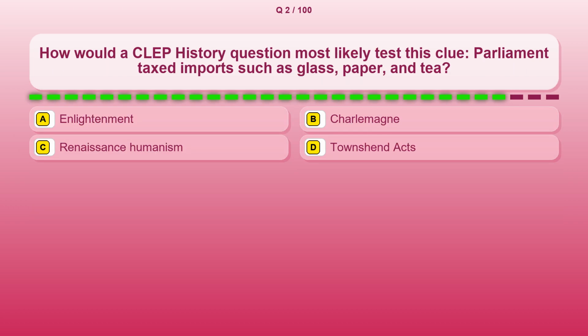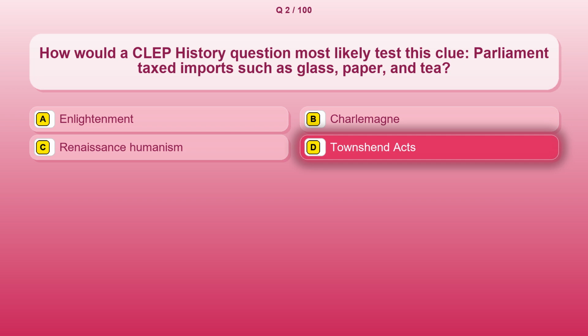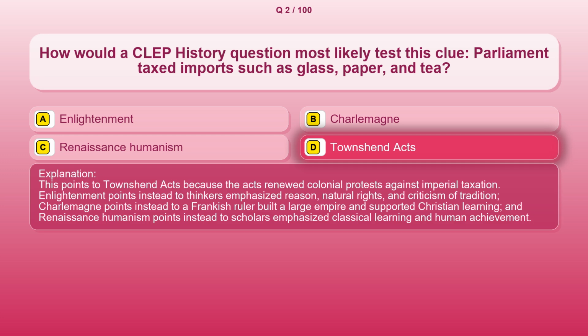Question 2. How would a CLEP history question most likely test this clue? Parliament taxed imports such as glass, paper and tea. Option A. Enlightenment. Option B. Charlemagne. Option C. Renaissance humanism. Option D. Townsend Acts. The correct answer is option D. Townsend Acts. This points to Townsend Acts because the acts renewed colonial protests against imperial taxation.